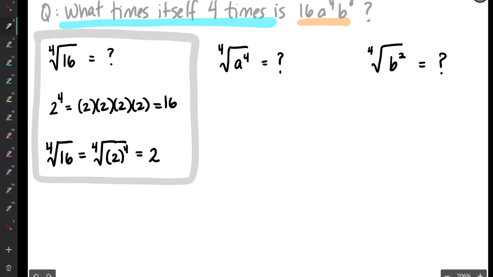What times itself 4 times is a to the 4th? Well, a to the 4th. A times itself 4 times is a to the 4th. This one is nice. The 4th root of a to the 4th is just a.